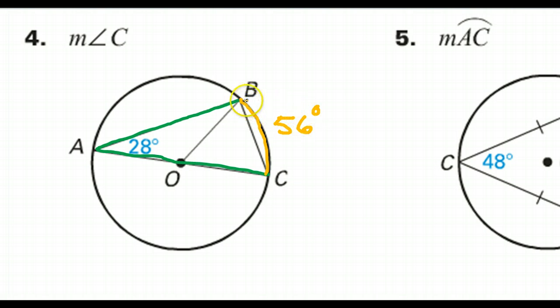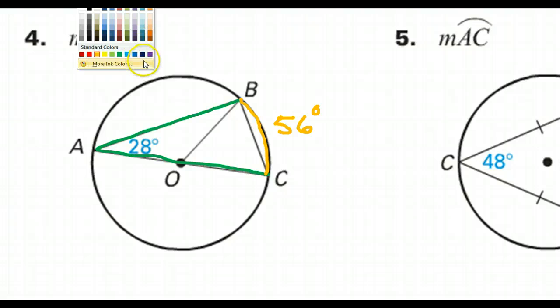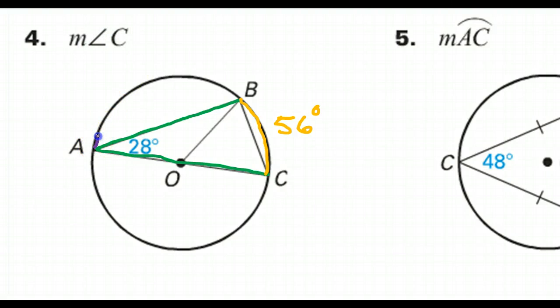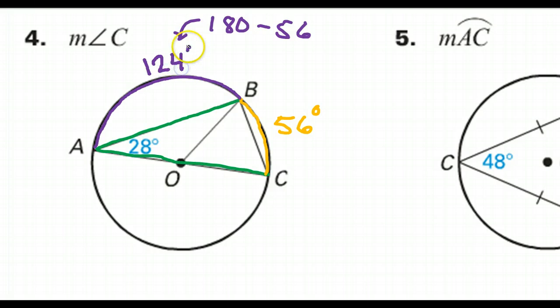Now what I can do is, because AC is a diameter, that means I've got a semicircle up here. So I should be able to find arc AB with no problem because it's a total of 180, so I should just be able to do 180 minus 56. And that should give me arc AB, which is 124 degrees.